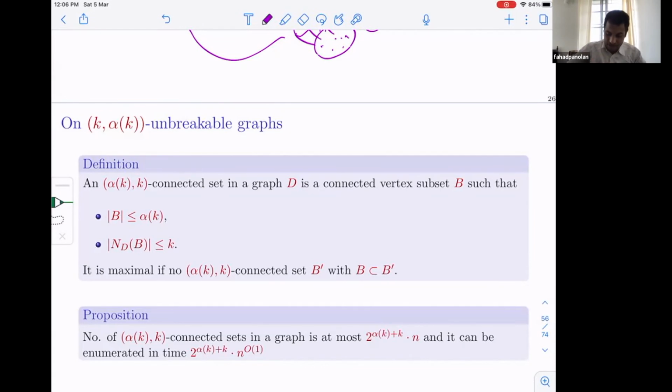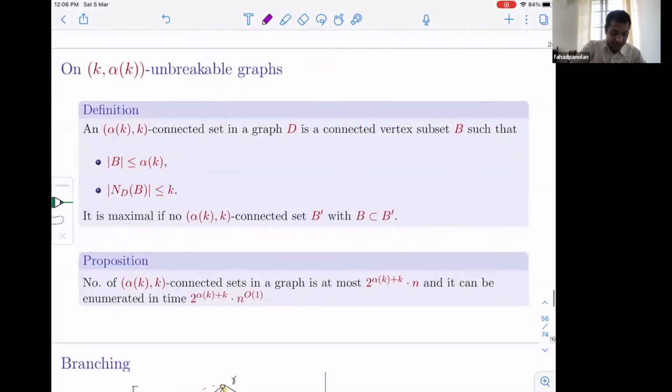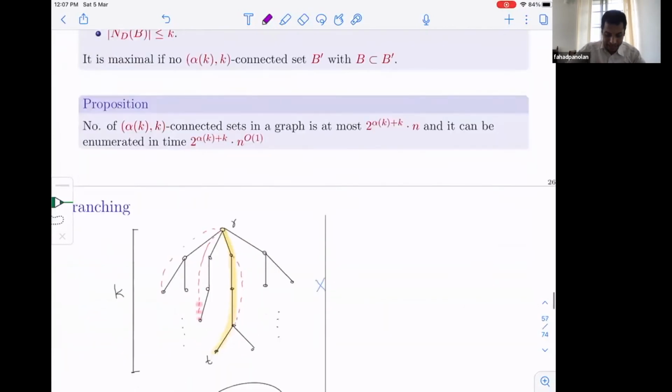Now, there is a result which says that the number of alpha k connected sets in a graph is at most 2 to the power of this quantity times n. So this is actually linear in n and FPT, and they can be enumerated efficiently. Okay, now what I'm going to do, branching is simple.